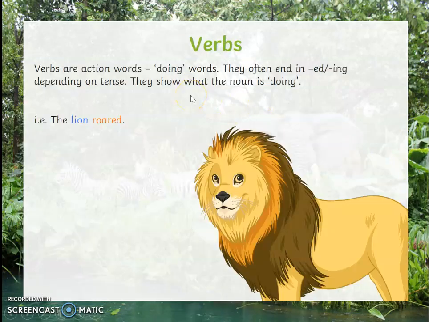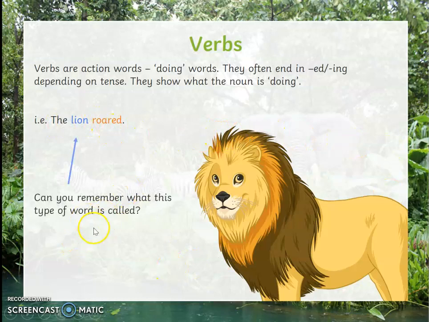Now, next comes something very important. When you write descriptively, you need verbs. Verbs are action words, doing words. Usually they end in the suffix ed or ing. Ed you get when the action is already over, and ing when it is going on. So it depends on the tense. Here you can see, the lion roared. Now what type of word is lion? How many of you got it as a noun? Well done. And roared is a verb, because it tells us what the lion is doing.